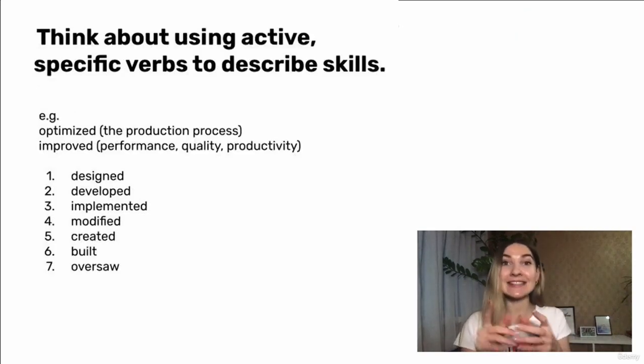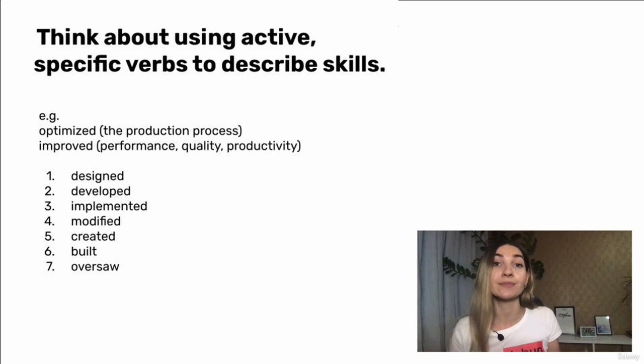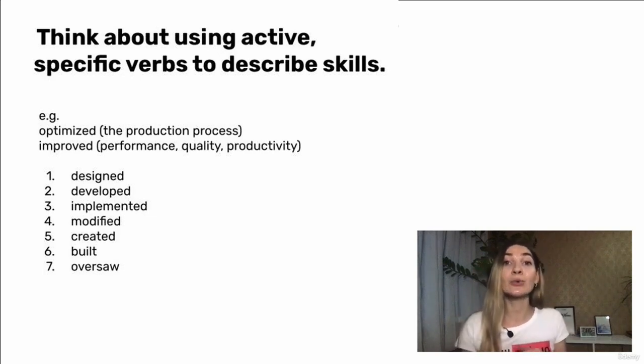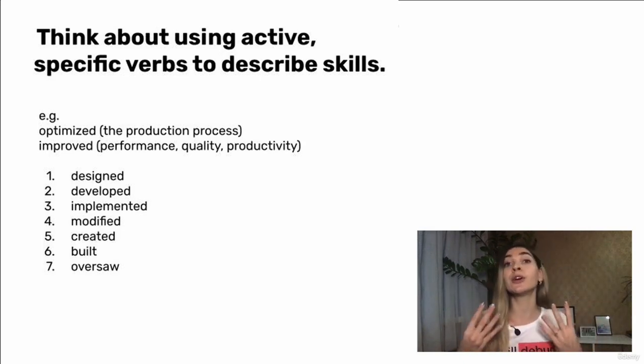I have some practice tasks for you about the active verbs. So I want you to think about what kind of word combinations you can make up using these active verbs. For example, I've taken the word optimized. So what can we optimize? We can optimize the production process, for example. Also, I've taken the word improved. So what can we improve? We can improve performance, we can improve quality, we can improve productivity.